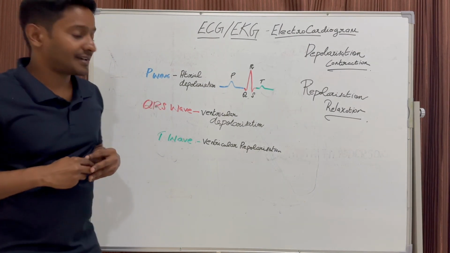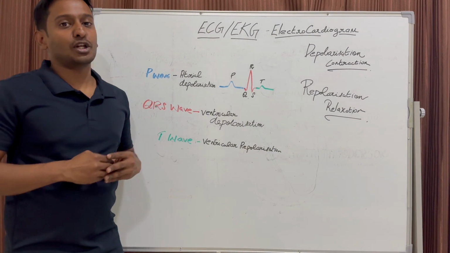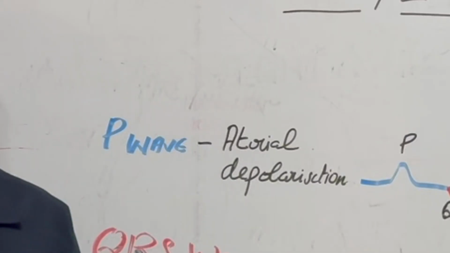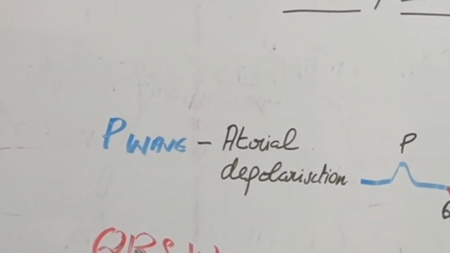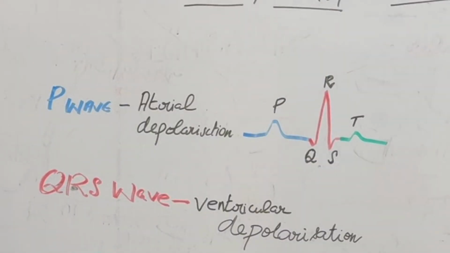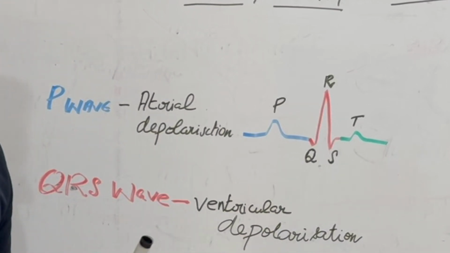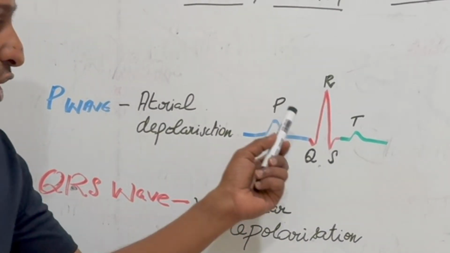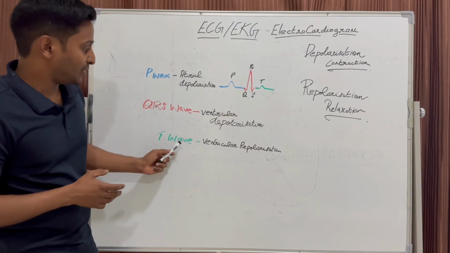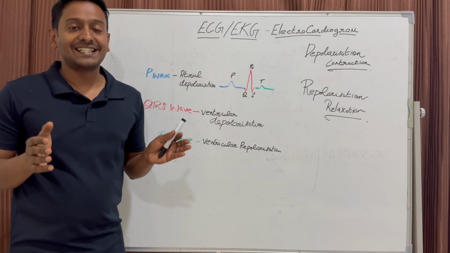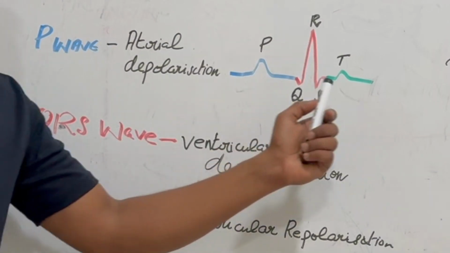The P wave is a result of atrial depolarization. That means once the atrium is contracted in the right and the left, the P wave is generated in the ECG rhythm. Followed by the QRS wave, that is a result of ventricular depolarization. That means once the ventricle is contracted, QRS is formed. Followed by the T wave. That means once the ventricle is relaxed, the T wave is generated.